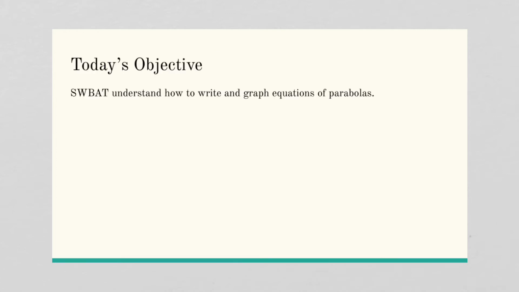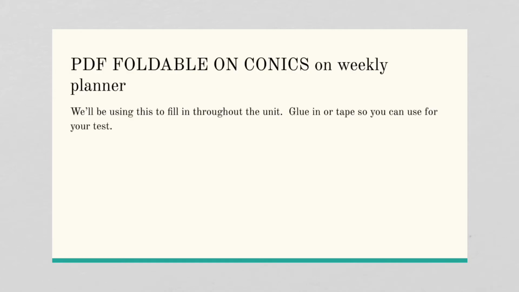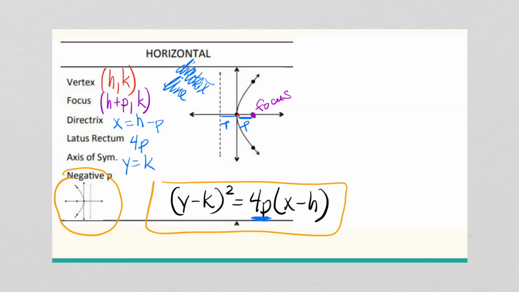So there is a PDF on the weekly planner that we're going to be writing on, or you can have the one filled in and printed out. So we're going to be writing and graphing equations of parabolas today. That's our objective. And this conic in the weekly planner page is useful for when it comes to the test.